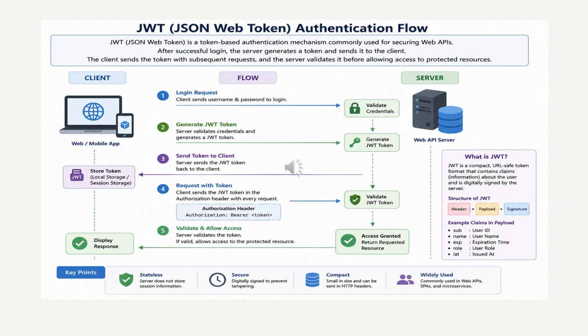JWT consists of a header, payload, and signature, where the payload contains claims such as user ID, role, and expiration time. The main benefit is that authentication can be stateless, meaning the server does not need to maintain traditional session information for every client.